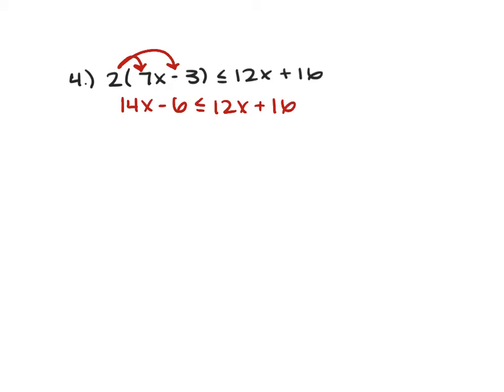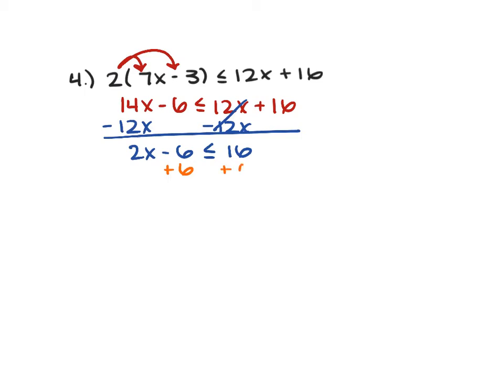From here, I would move my 12x to the other side by subtracting it from each side. I'm left with 2x minus 6 is less than or equal to 16. And then I just add the 6 to both sides to get 2x is less than or equal to 22. And finally, I divide by 2 to get x is less than or equal to 11.